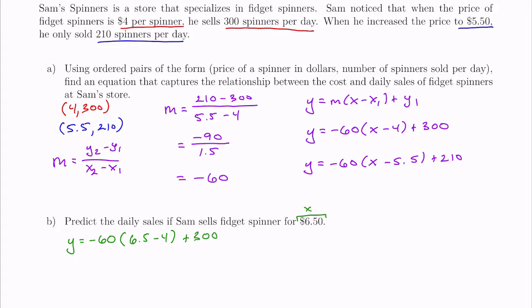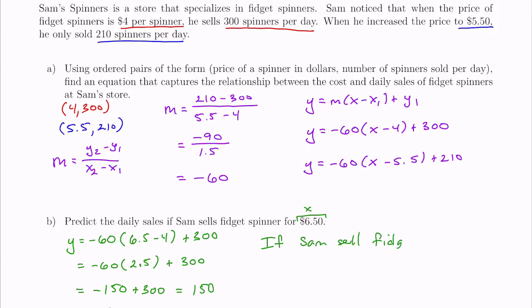And continuing to work out that y value, first we need to figure out 6.5 minus 4 is 2.5, so we have negative 60 times 2.5 plus 300. Negative 60 times 2.5 is negative 150, so we have negative 150 plus 300. And finally combining that, we have 150. So to answer the question, if Sam sells a fidget spinner for $6.50, he will sell 150 fidget spinners per day.